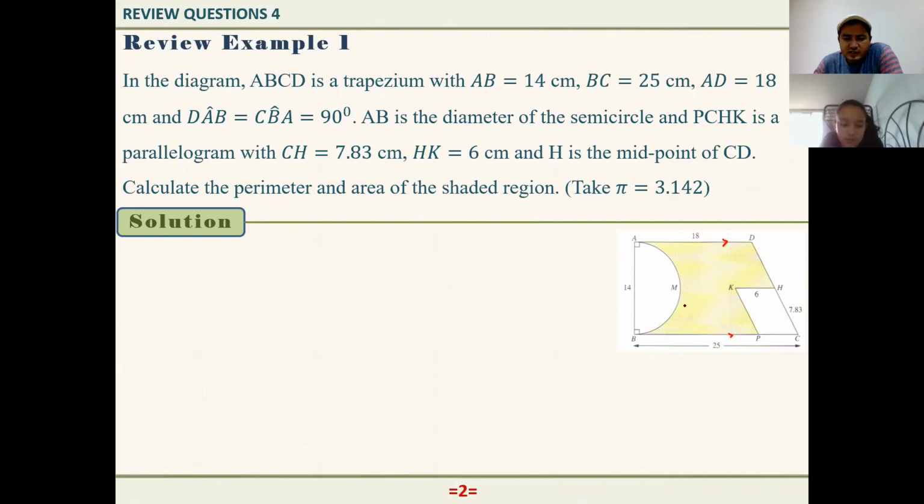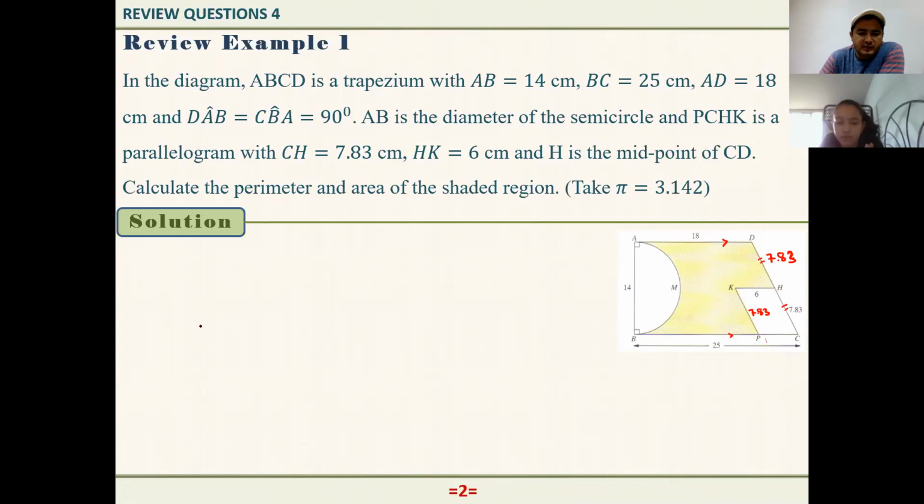So now from this trapezium, you're just cutting off some pieces. Maybe you're making some decorative stuff. From here, we are cutting off a semicircular part. And also from here, we cut off some part that looks like a parallelogram. The question says that H is a midpoint. Where is the H? What does it mean? The length of DH is equal to HC, and since HC equals 7.83, this should also be 7.83. This shape is a parallelogram, and we know that opposite sides are equal, so the length of KP also must be 7.83. You just write 7.83.